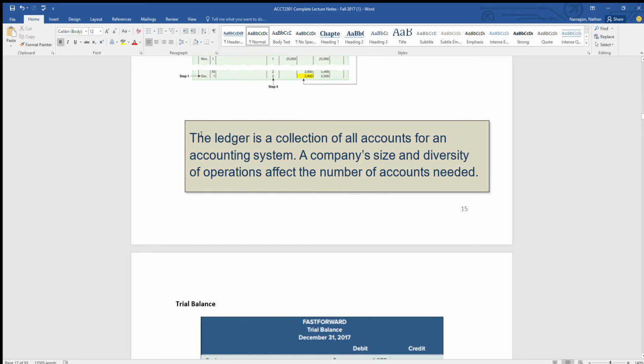So again, the ledger is a collection of all accounts for an accounting system. A company's size and diversity of operations affect the number of accounts needed. Small businesses don't need very many accounts, very specific. Larger ones want more specific. So that will definitely affect. That's why we like post reference when it's a larger account. We're not going to have that because we're dealing with smaller accounts.